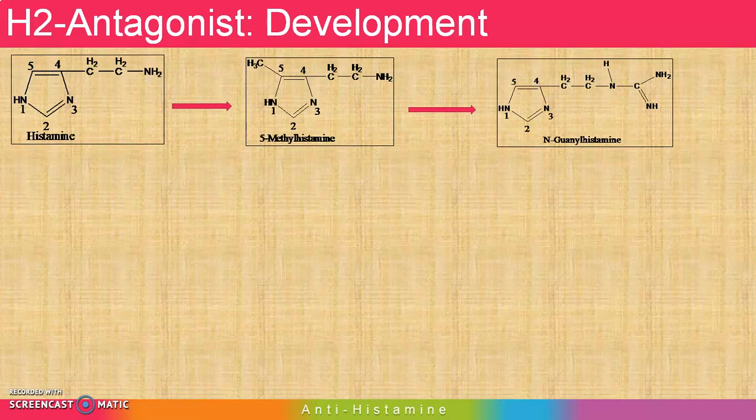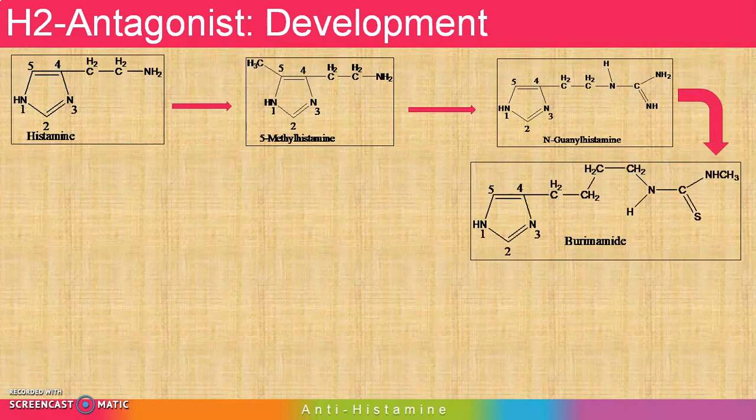So again there was further development of N-guanyl histamine. The compound is called burimamide. The changes observed were that the 2 carbon chain is replaced with a 4 carbon chain, right? And second, there is a replacement of the strongly basic guanidine group by a neutral methyl thiourea group. So this compound is found to be the first full H2 receptor antagonist. But there is one problem with this compound, that is, it has low potency. It means that burimamide has low potency although it is a full H2 antagonist.